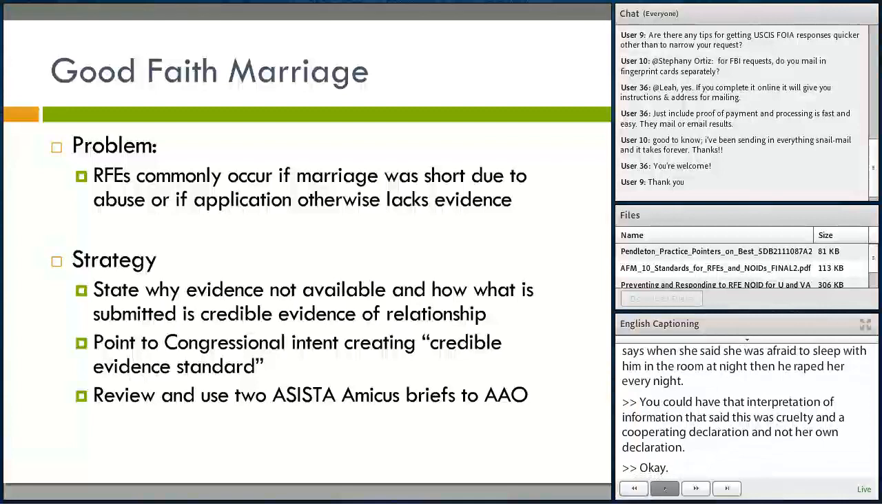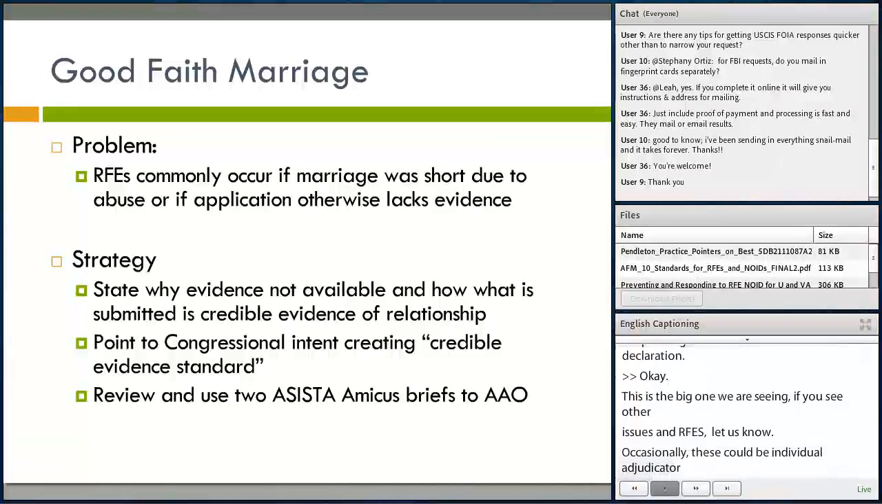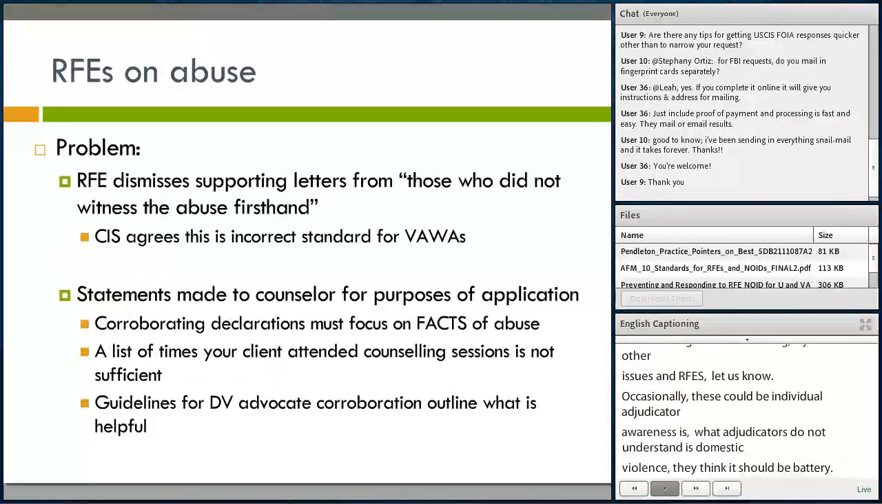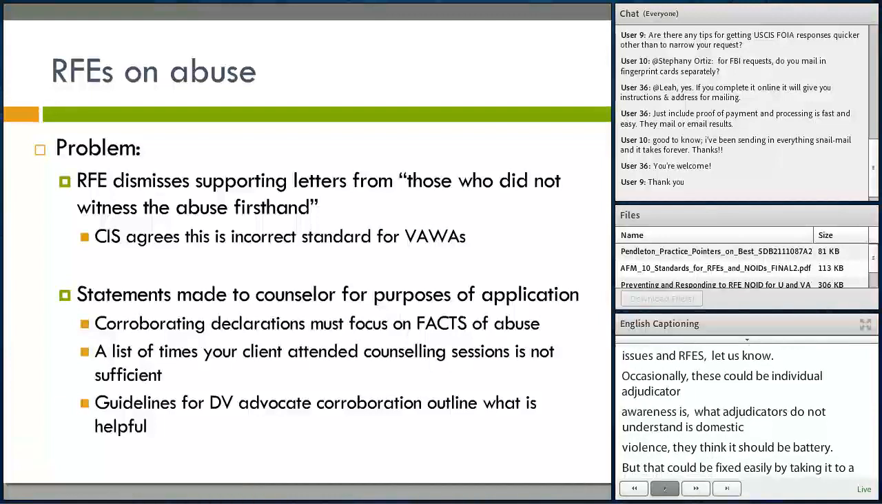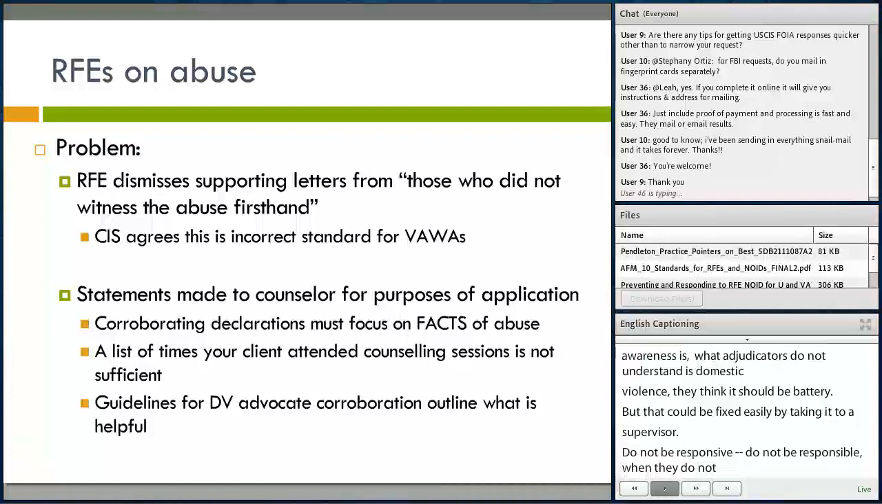Okay. So this is the big one we're seeing. If you're seeing other issues in VAWA RFEs, let us know. We've occasionally, but I think these are individual adjudicator weirdnesses and they tend to get tamped down. We've occasionally seen adjudicators clearly not understand domestic violence, like they think it has to be battery or something, but that gets fixed pretty easily by taking them to a supervisor. And I would say those are an example of do not kill yourself responding when they clearly don't understand domestic violence. We are so used to weighing in on that it's easy for us to help you respond without having to kill yourself.